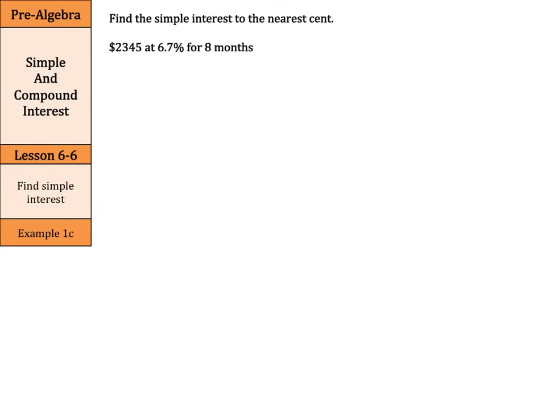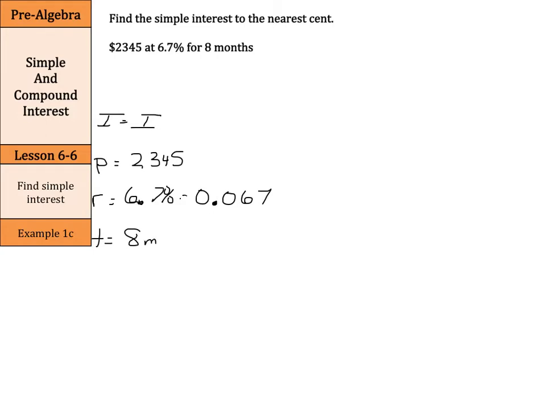Now one more question here, $2,345 at 6 7/10% for 8 months. And yes, it does go 2, 3, 4, 5, 6, 7, 8. So creative. Now, we're looking for our interest again, so I is going to stay I. My principal is $2,345. My interest rate as a decimal, well, it starts off 6.7%, but that's actually 0.067. And my time is 8, except it's 8 months.